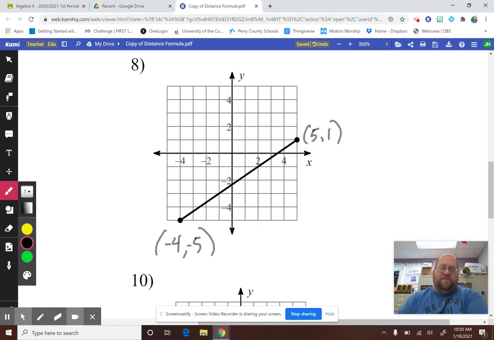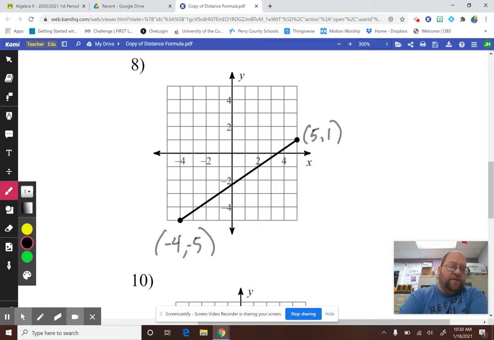What it's asking me for is the distance between those two points. Well, I can't just count up or count over because this is a slanted line. And so you think to yourself, how in the world am I going to do this? Well, you can actually use the Pythagorean theorem to help you. You may not see it initially, but if you look really close, you can begin to see that there is, in fact, a right triangle there, whether you realize it or not.